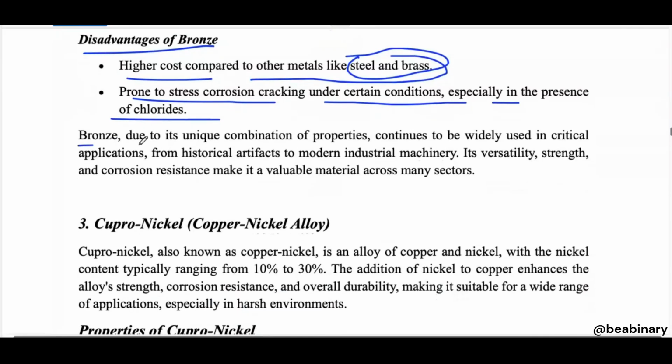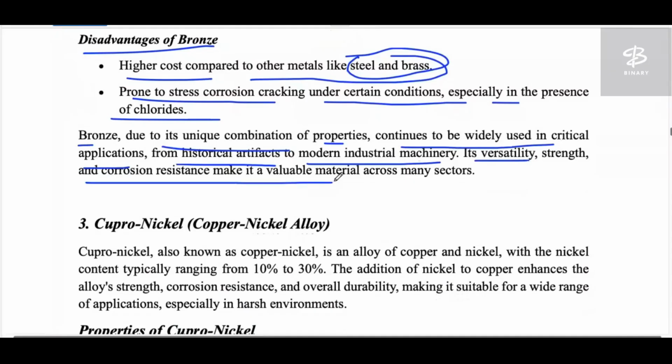Okay, so bronze, due to its unique combination of properties, continues to be widely used in critical applications, from historical artifacts to modern industrial machinery. Its versatility, strength, and corrosion resistance make it a valuable material across many sectors. Okay, these are the reasons why it is being used in different sectors.